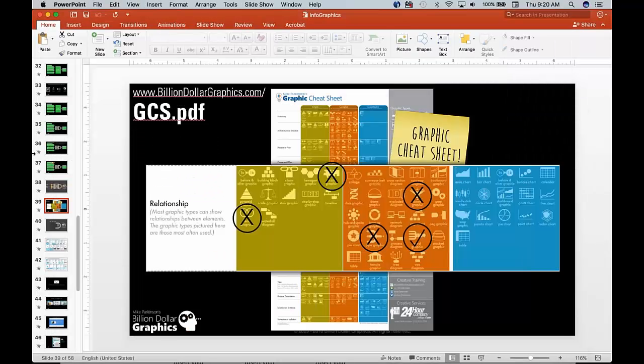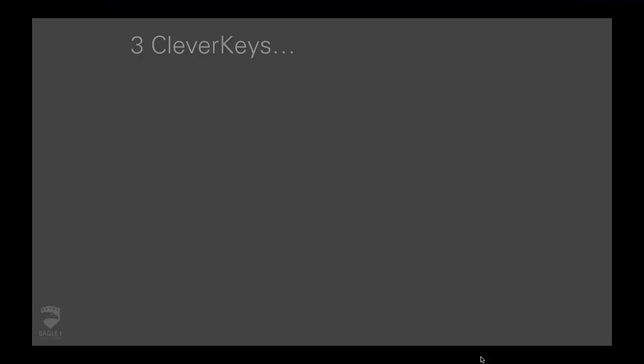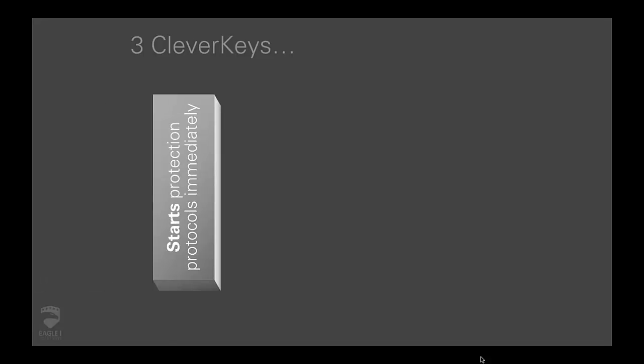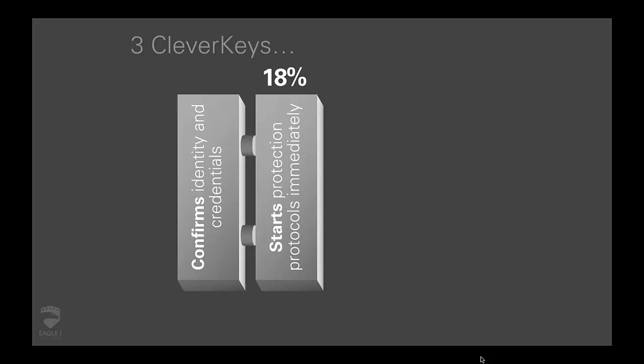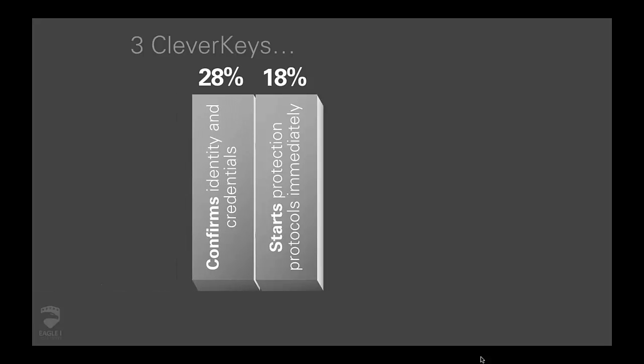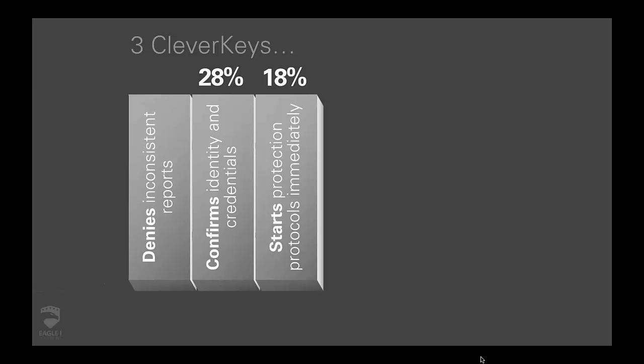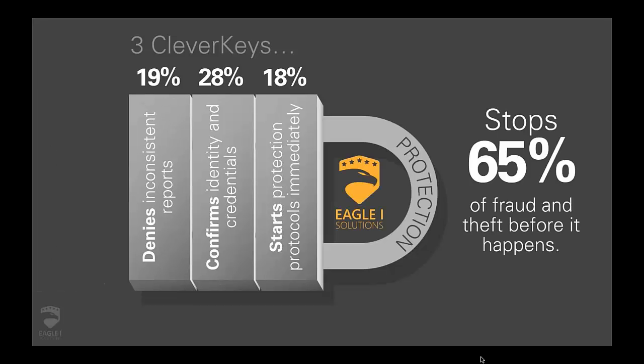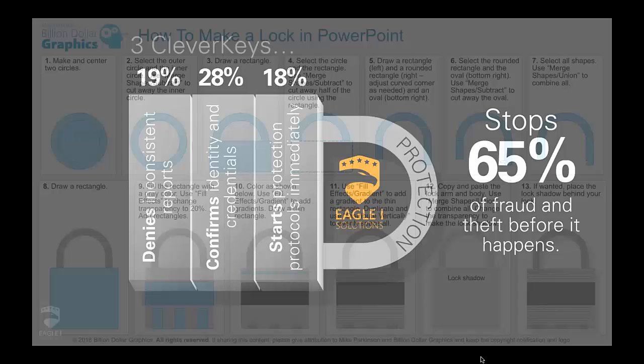All right, let's continue forward. So the problem is keys open locks, and we don't want to show that we're opening a lock. So what I recommend is we use a peg metaphor. So we say the first key, which is like Legos, starts protection protocols immediately. That stops 18%. The next confirms identity and credentials. That stops 28%. And the last denies inconsistent reports. That creates the security that stops 65% of fraud and theft before it happens. So that might be a better approach. Use your graphic cheat sheet to figure it out.